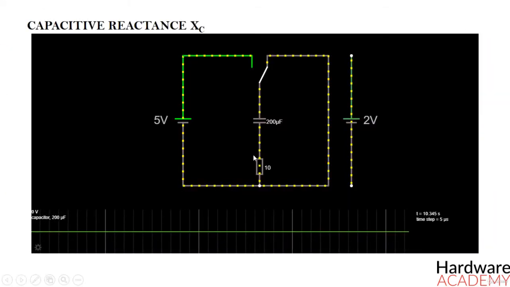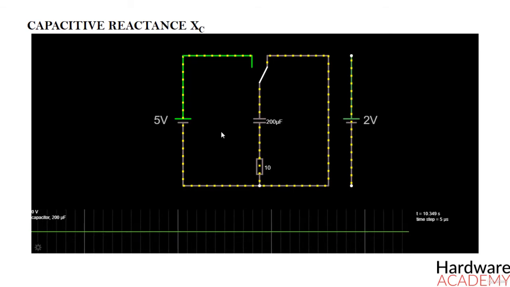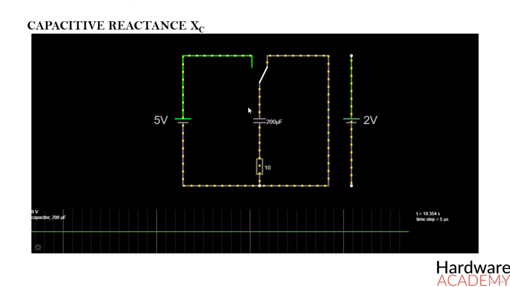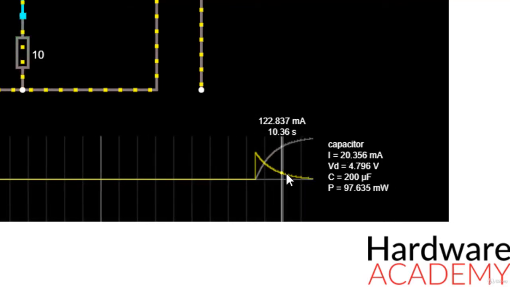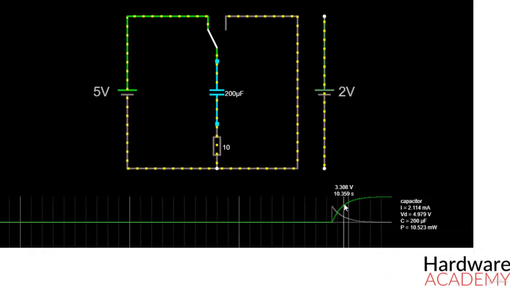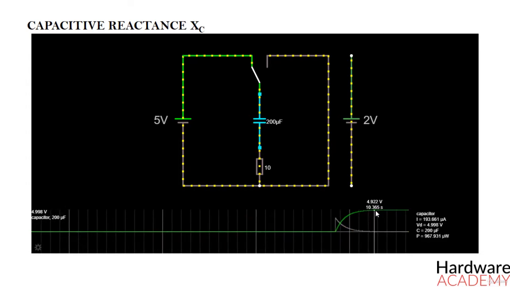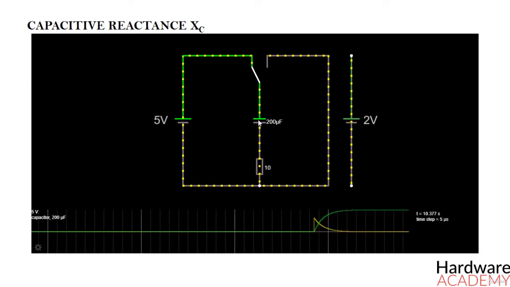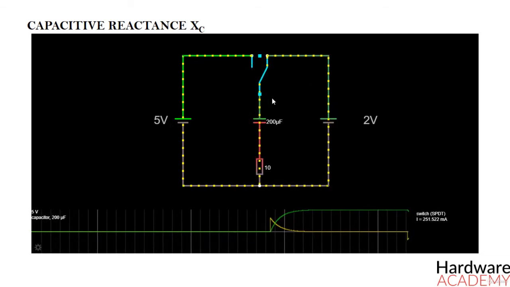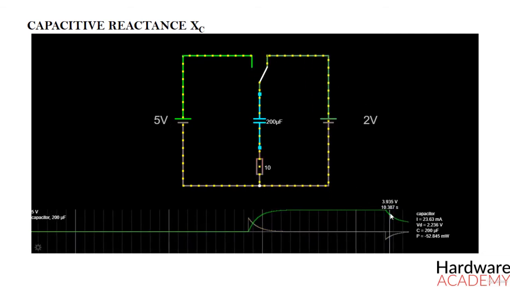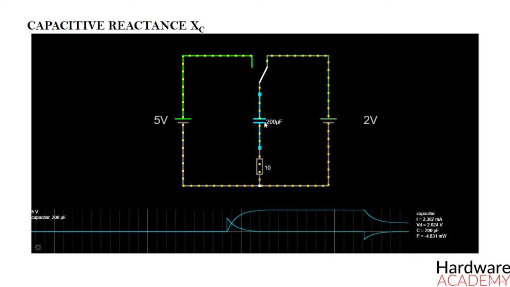In an RC network tutorial, we saw that when a DC voltage is applied to a capacitor, the capacitor draws a charging current from the supply and charges up to a value equal to the applied voltage. Likewise, when the supply voltage is reduced, the charge stored in the capacitor also reduces and the capacitor discharges.